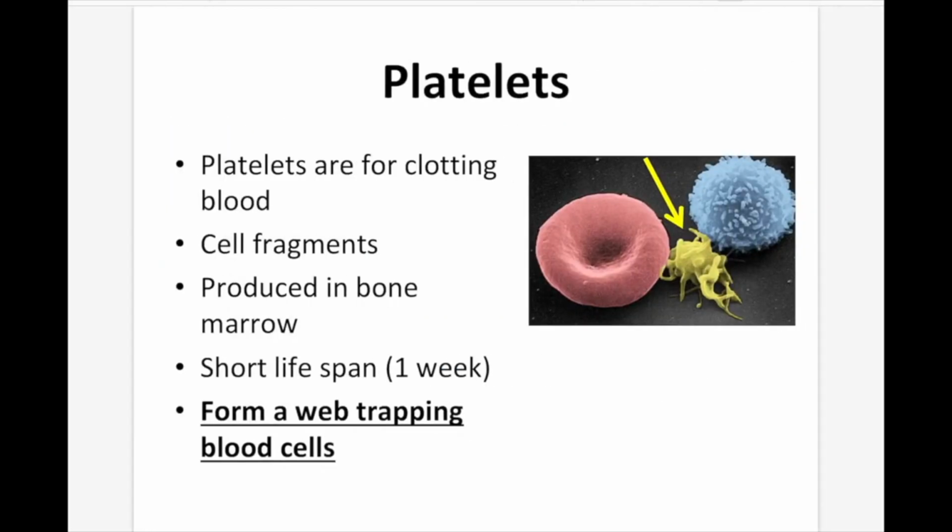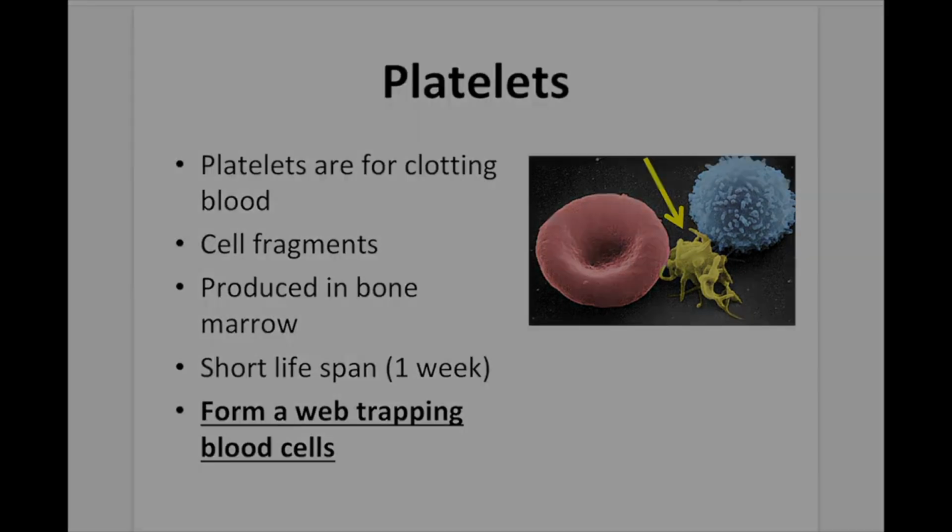And our last main thing that we're going to talk about are platelets. Platelets are for clotting blood. They're cell fragments. They're produced in the bone marrow again, and they have a very short lifespan, about 1 week. And what they do is they form a nice web trapping blood cells from escaping. So if you get a cut, the platelets go to the area and form this web, preventing more blood from being lost so that the body can repair the damaged cells and eventually create the new skin.